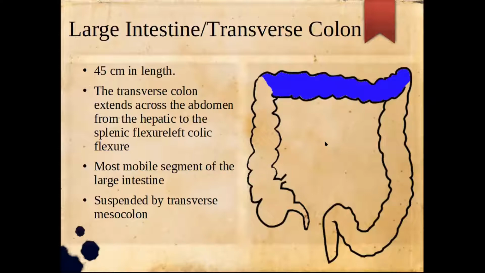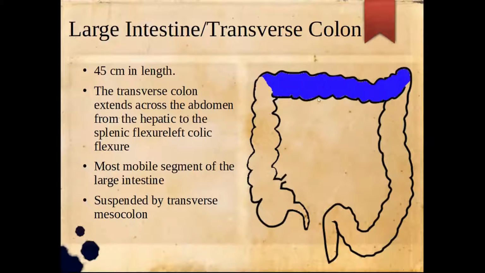Okay, the fourth part of the large intestine is the transverse colon. The transverse colon is about 45 to 50 centimeters in length, and extends across the abdomen from the hepatic flexure to the splenic flexure, as I'm showing here in the pictures. And this is the transverse colon, the most mobile segment of the large intestine, since it is suspended by the transverse mesocolon.